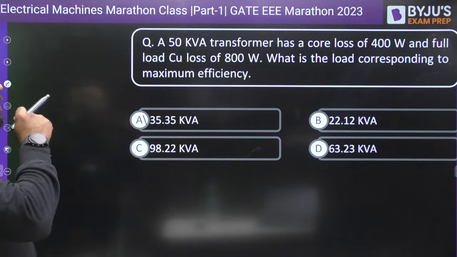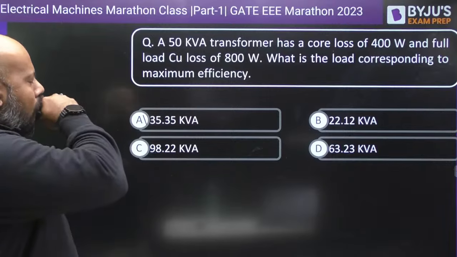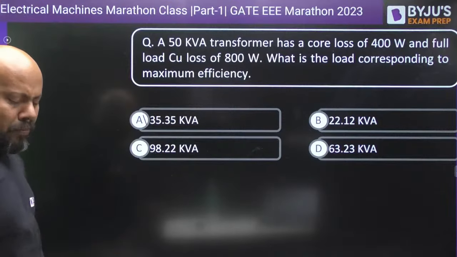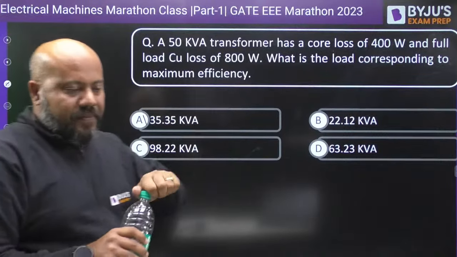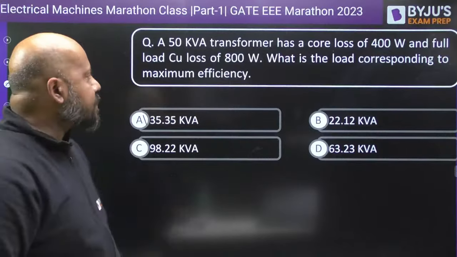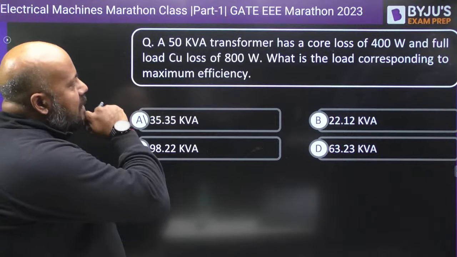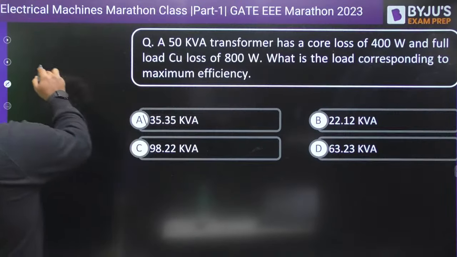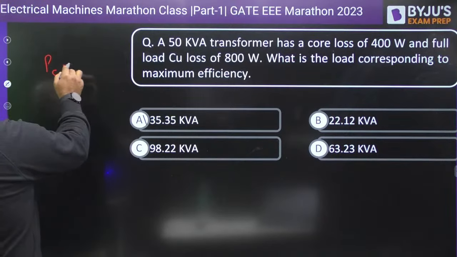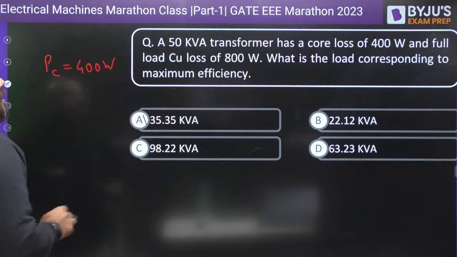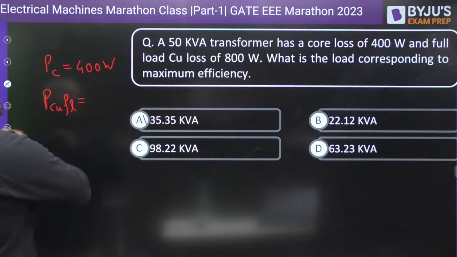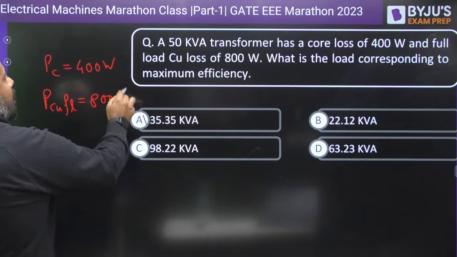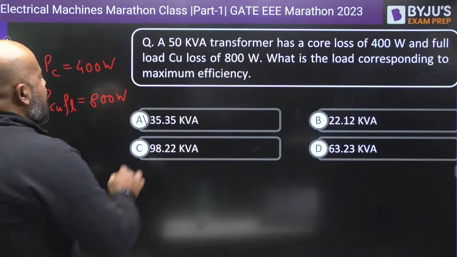A 50 kVA transformer has a core loss of 400 watts. Just a moment. Yes, sorry for that. So the 50 kVA transformer has a core loss of 400 watts. And full load copper loss, PCUFL, is given as 800 watts. What is the load corresponding to the maximum efficiency?